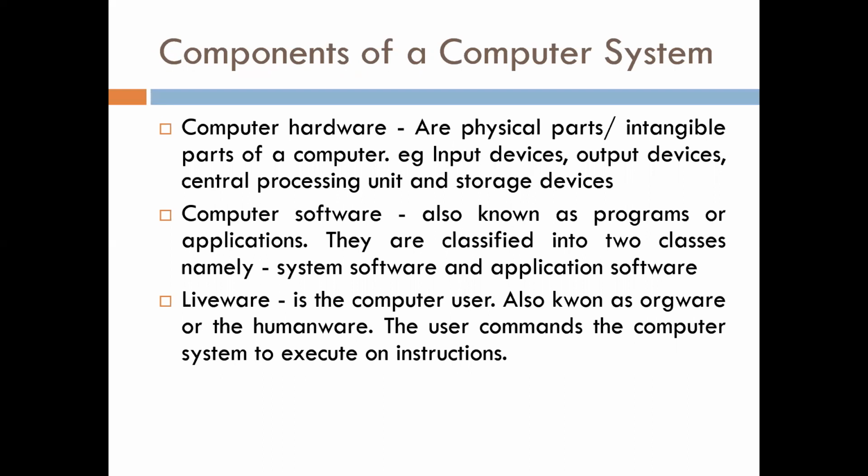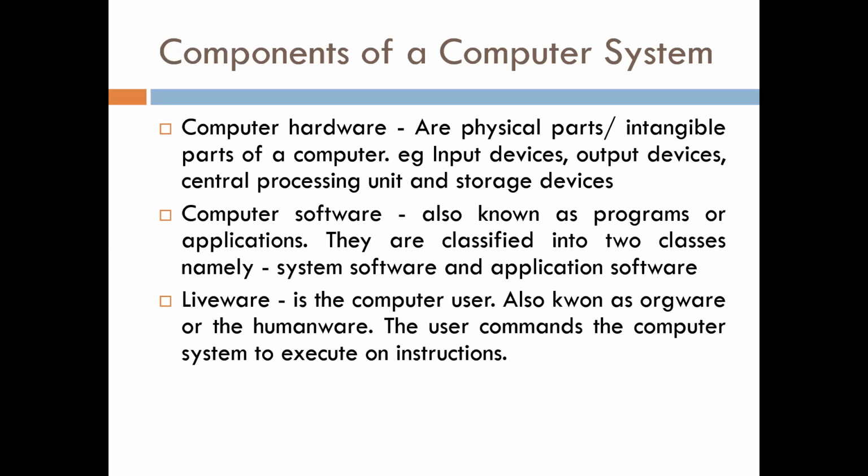Computer software is also known as programs or applications, and can be classified into two types: system software and application software. Liveware, these are the users of the computer, and it's also known as orgware or humanware, and the user commands the computer system to execute instructions. So that's a big part of it, and we, as computer systems engineers, would like to integrate with the computer hardware as much as we can.